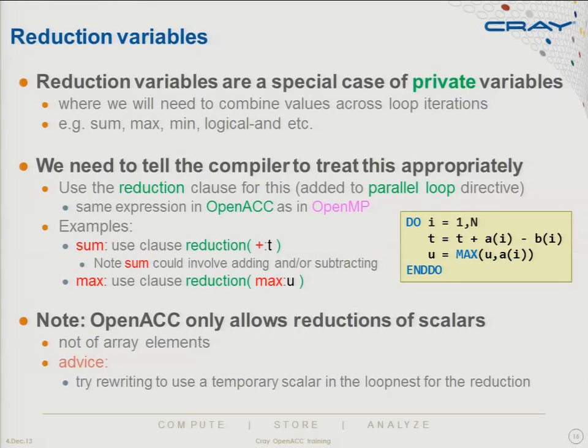OpenACC only allows reductions to be done on scalars, not of array elements. So if you're summing up one big array and putting it into values of a smaller array, you won't be able to do that straight away with OpenACC, because the compiler finds it very difficult not to just completely fill the GPU memory with private copies of arrays. You can only do reductions on scalars. So what you would probably want to do is use a temporary scalar rather than reduce, and then put that temporary scalar into the reduced array.